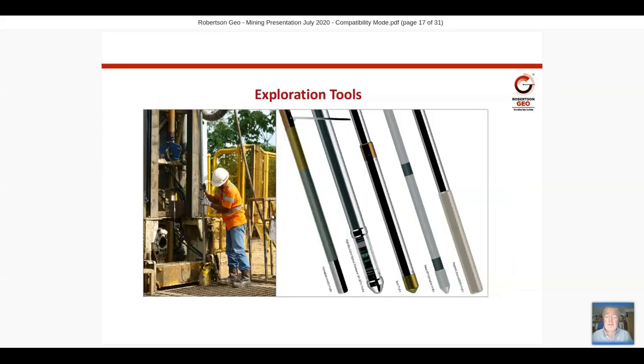Let's look a little more at exploration tools that can be used for logging. Obviously, there's a wide range of geophysical logging tools, and really which tool you select depends on the type of geophysical measurement you want, and also the type of mineralogy or the ore body that you're looking at or trying to define.